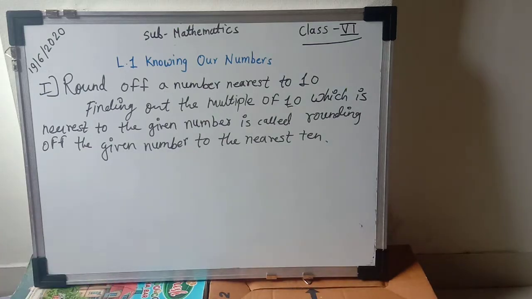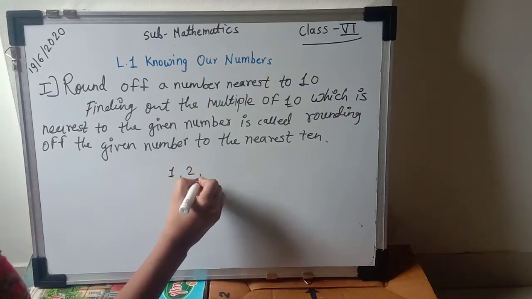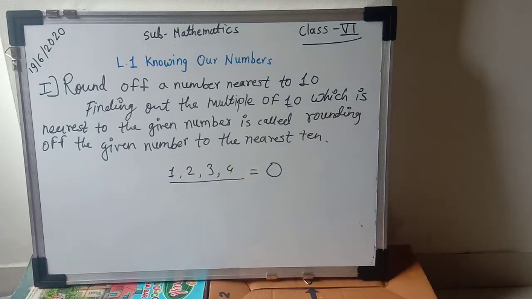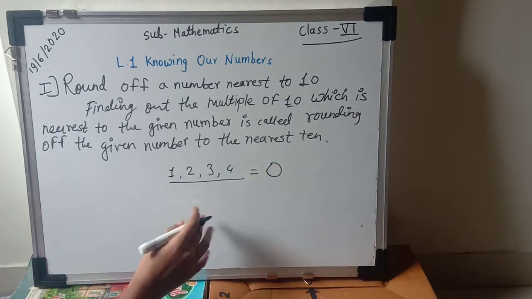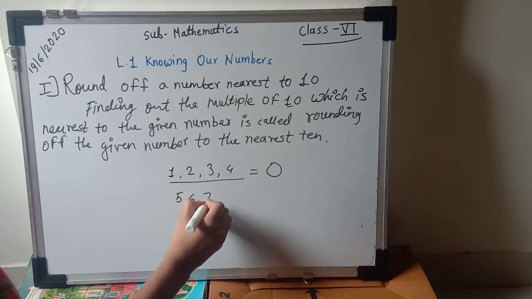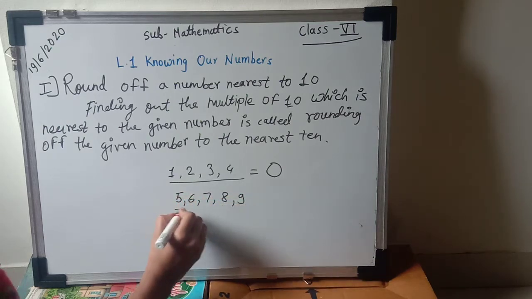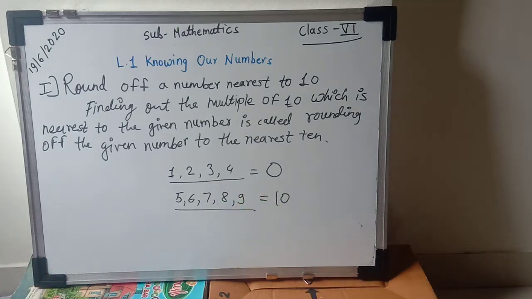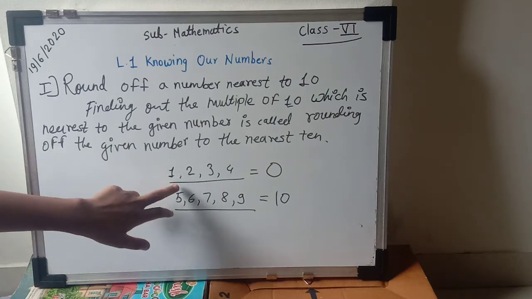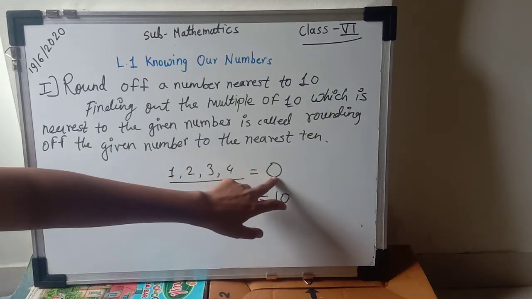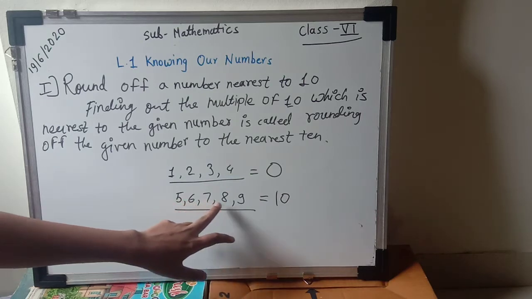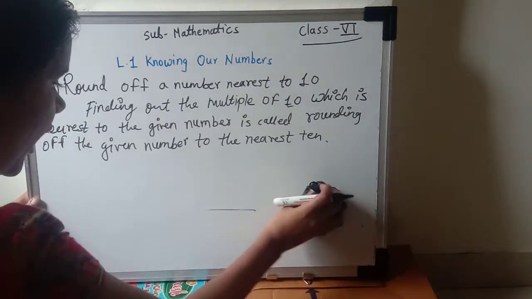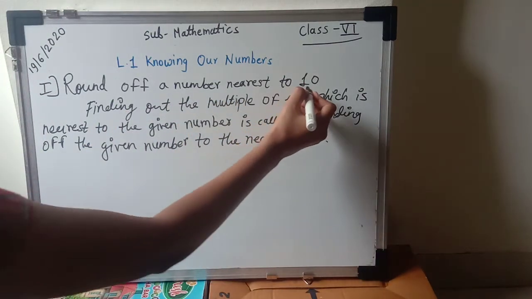Before that, let me tell you, students: 1, 2, 3, 4, all these 4 digits are near to 0. Just remember it for now. 5, 6, 7, 8 and 9, all these 5 digits are more close to 10. Just remember these two things: 1, 2, 3, 4 are more close to 0 and 5, 6, 7, 8, 9 are more close to 10. Now let's see the steps we have to follow when we round a number to the nearest 10.